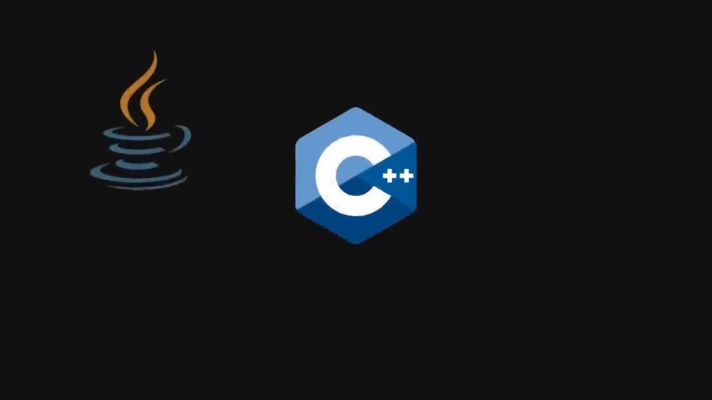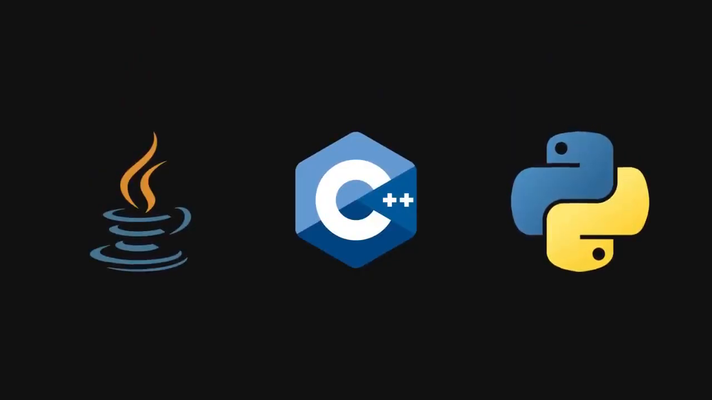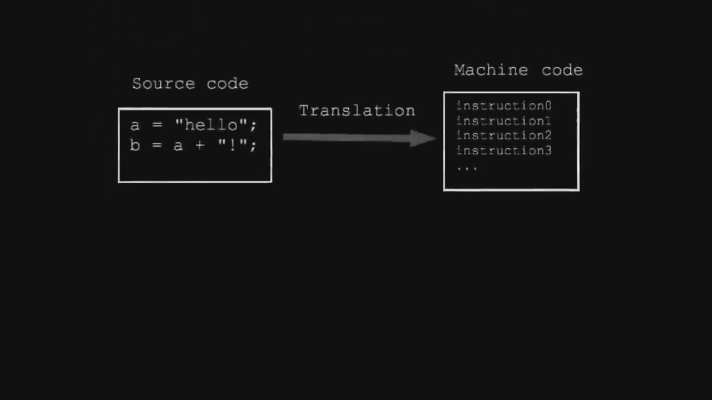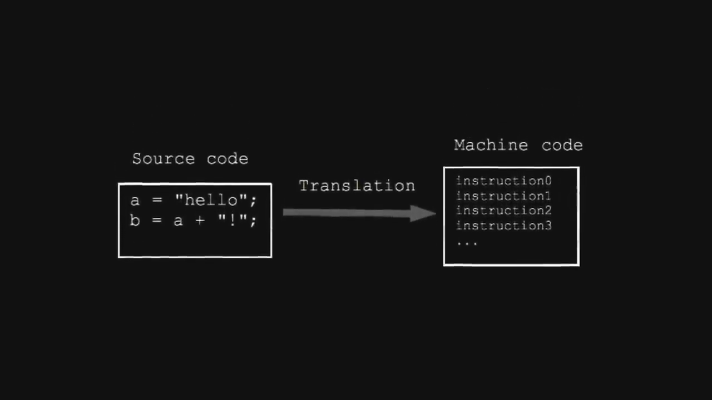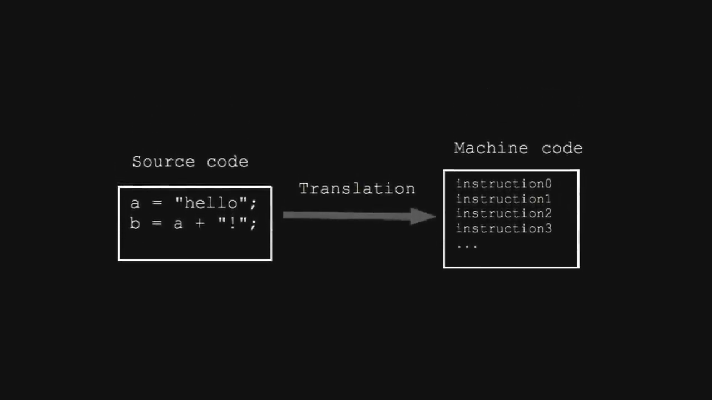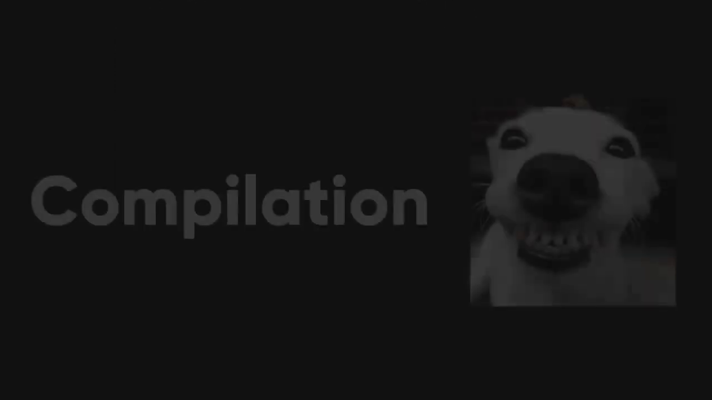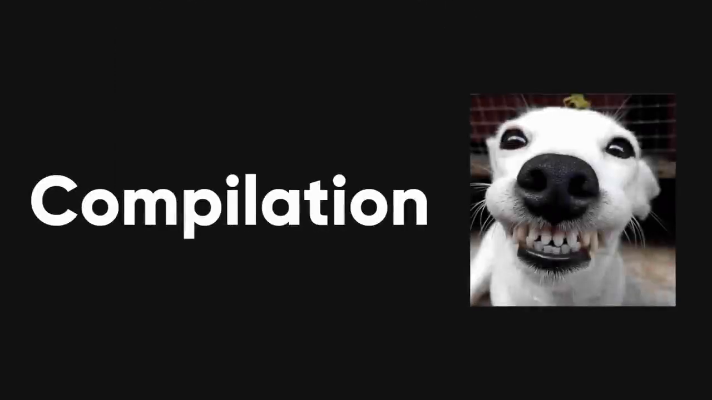Programs are written in languages like C++, Java, and Python. These languages are super friendly for humans, but absolute gibberish to computers. To bridge this communication gap, the code gets translated into machine code, a glorious mess of ones and zeros that your computer can finally understand. This transformation process is called compilation.